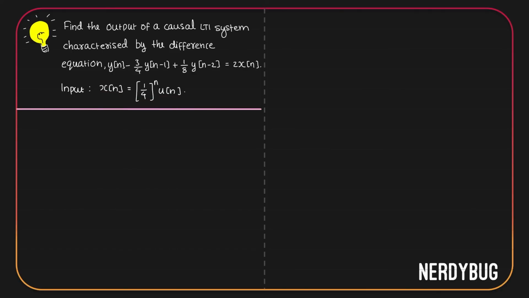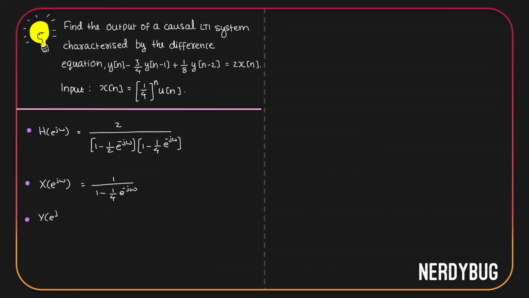While solving the previous problem, we already found the frequency response of this LTI system. So let us write it down. Now the input x of n is of the form a raised to n u of n, and a here is 1 by 4, which is less than 1. So we can use the result. Fourier transform of x of n will be 1 by 1 minus a, which is 1 by 4, e raised to minus j omega.